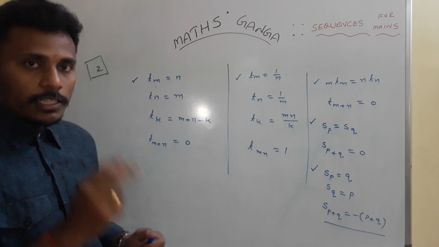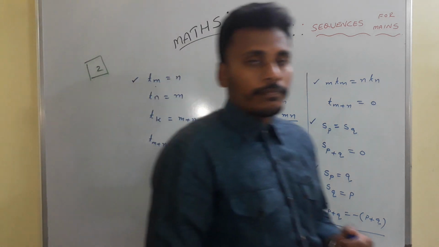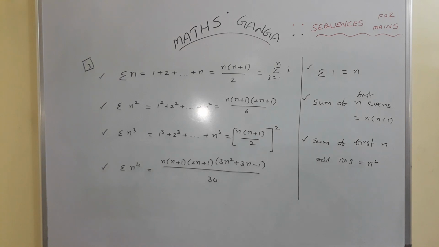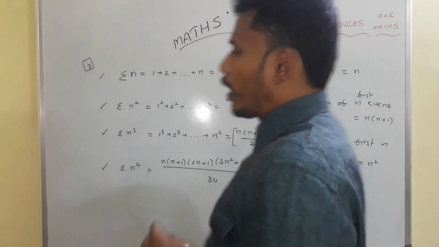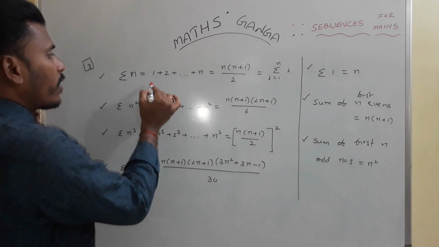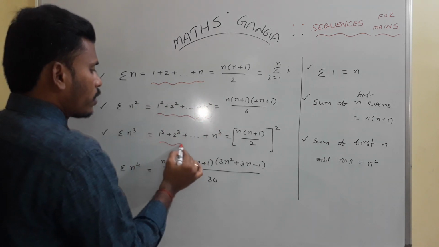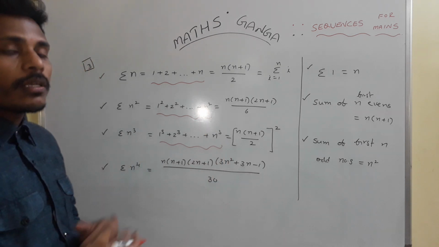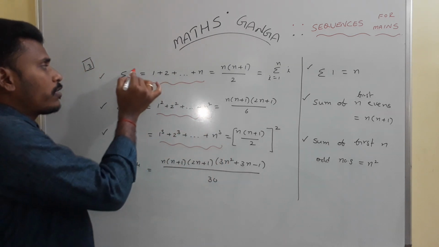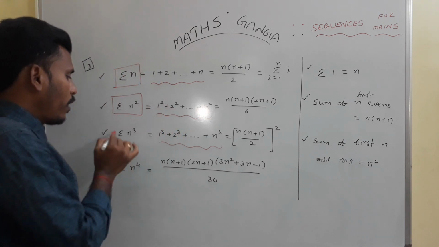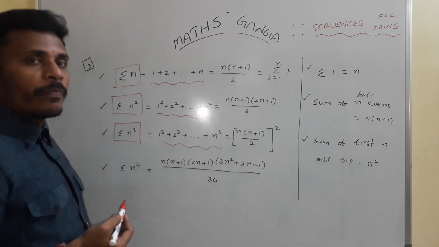Then I will come to the third conceptual idea. Just have a look here. This third conceptual idea is regarding the sum of the first n natural numbers, the sum of the squares of the first n naturals, the sum of the cubes of the first n naturals, like that. The sum of the first n naturals is denoted by sigma n, the sum of the squares by sigma n square, the sum of the cubes by sigma n cube.